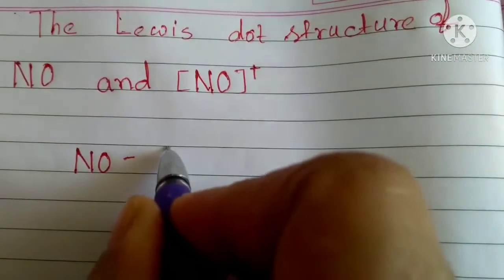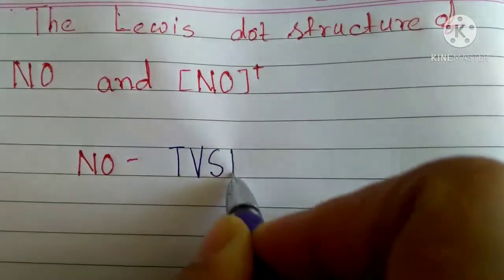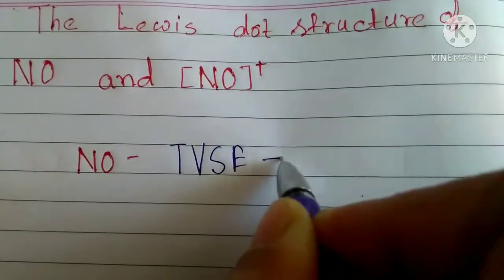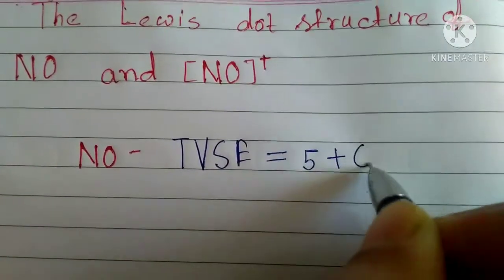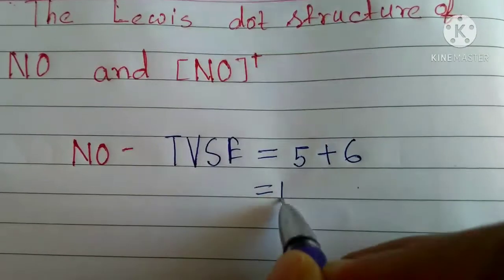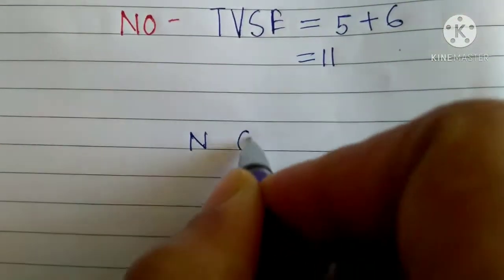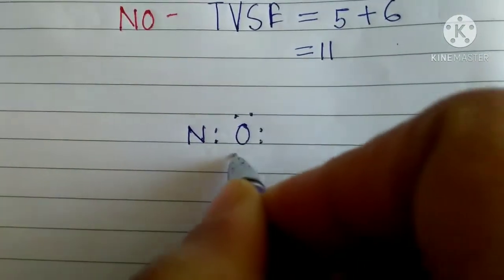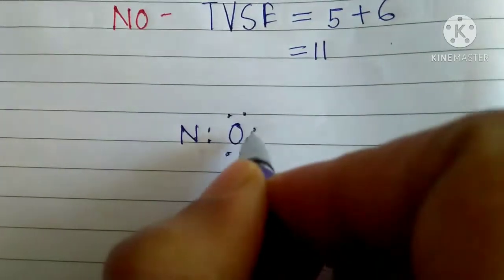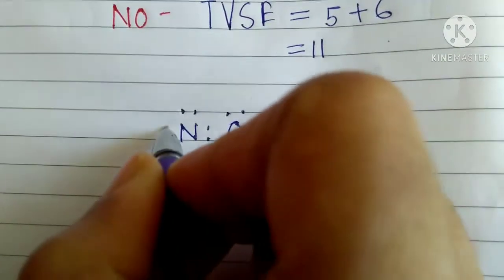The total valence shell electrons are 5 for N, nitrogen, and 6 for oxygen, so 11. Now nitrogen, oxygen, 2 bonding electrons, then fill up the octet for oxygen, and 1 2 3 4 5 6 7 8 remaining on nitrogen, 9 10 11.